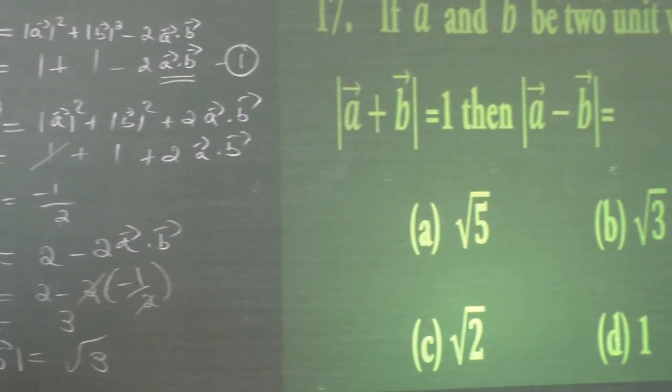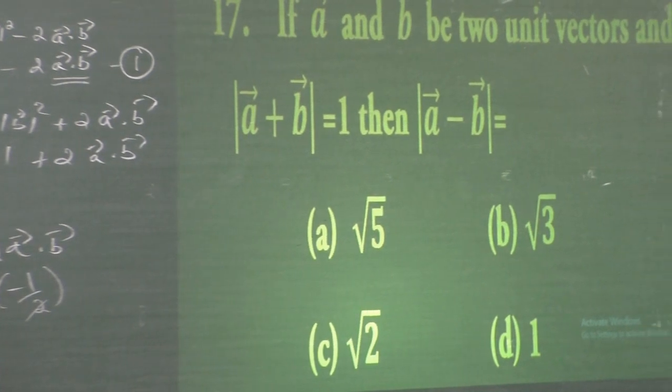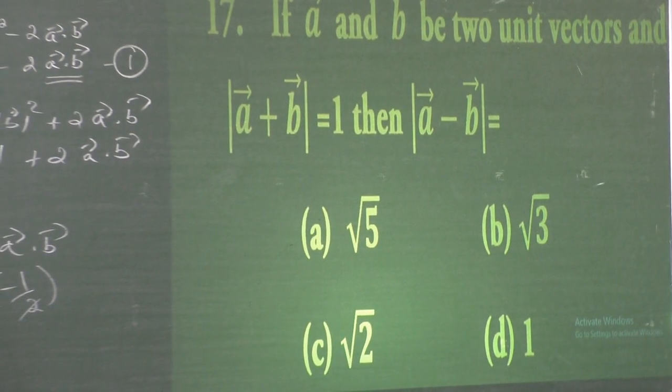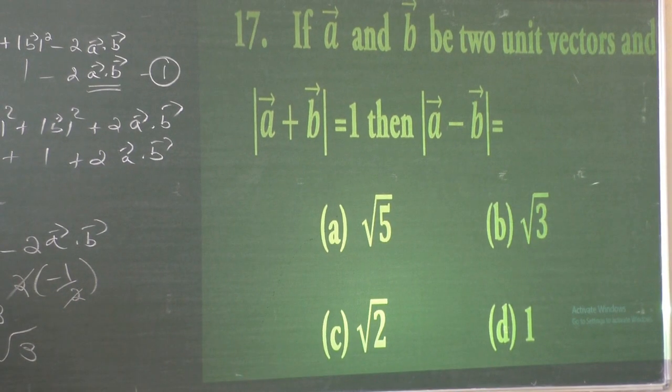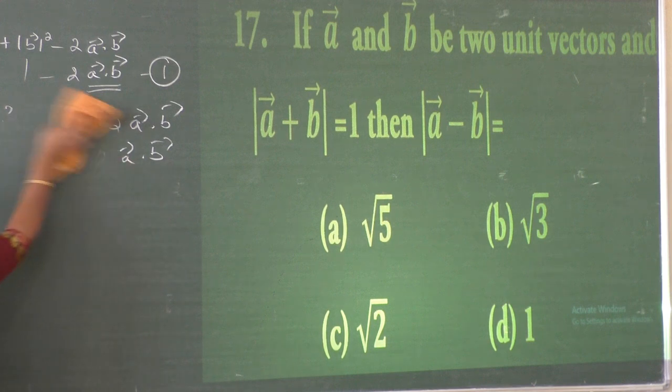So if magnitude of vector A minus B is given, you can find magnitude of vector A plus B, or if magnitude of vector A plus B is given, you can find magnitude of vector A minus vector B. And in this condition magnitudes of both vector A and vector B should be given, then you can calculate. So option B is the answer for that question.